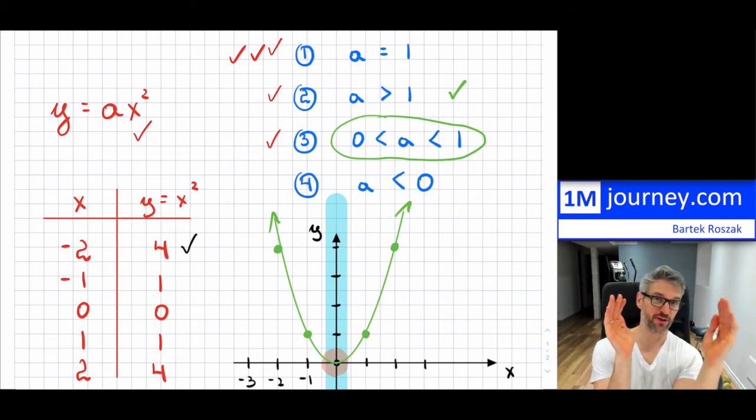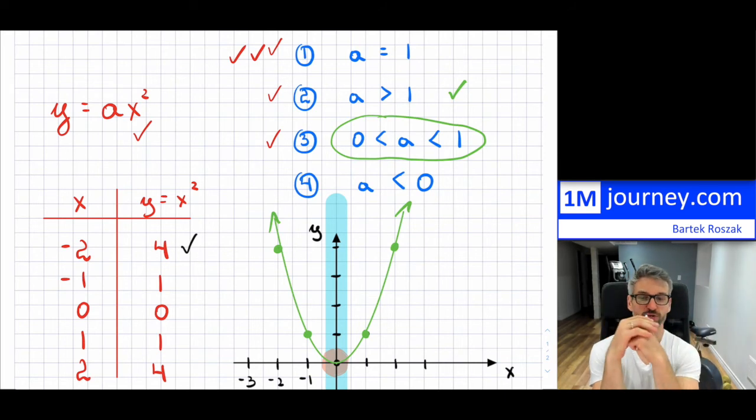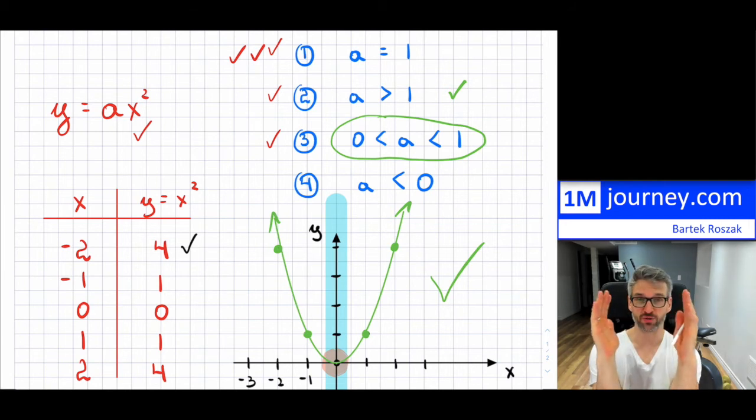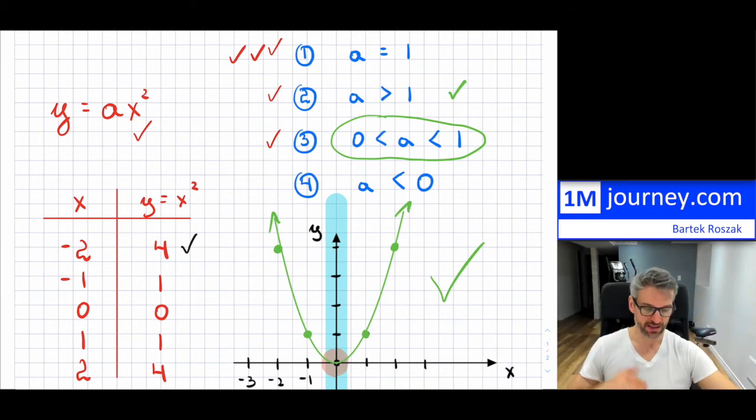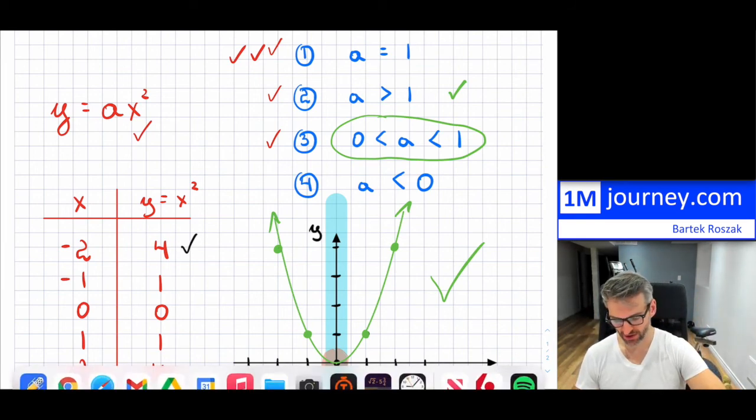Now, of course, if it's very close to 1, it's going to look kind of exactly like this. But then as you make a smaller and smaller, still of course positive, what will happen is it's going to start stretching this out. It's not going to make it narrower, it's going to make it more stretched out. Let's take a look and see what happens in that situation.